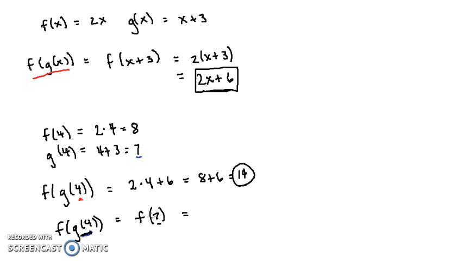So now we can take that result and plug it into f. Now we're plugging 7 into f. 2 times 7 is 14. So you get the same answer either way. You can either take the number and plug it into the composition if you already have it, or you can just plug it in order. 4 goes into g, and then that goes into f. You get the same answer either way.